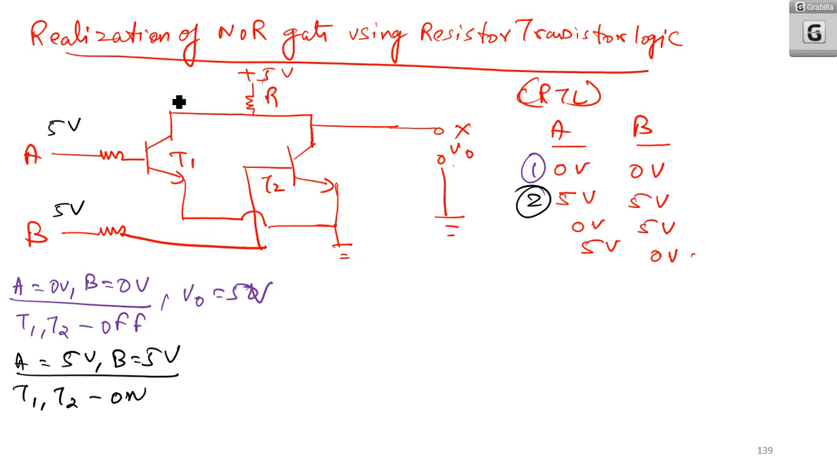Therefore the circuit can be completed like this as well as like this. That means here the T1 and T2 act as a short. Therefore the output voltage becomes 0 volt.